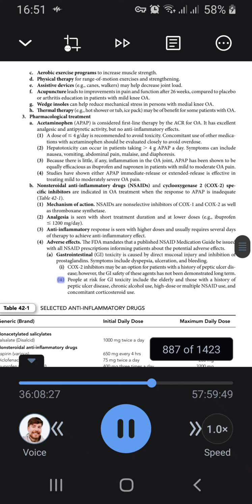People at risk for GI toxicity include the elderly and those with a history of peptic ulcer disease, chronic alcohol use, high-dose or multiple NSAID use, and concomitant corticosteroid use.